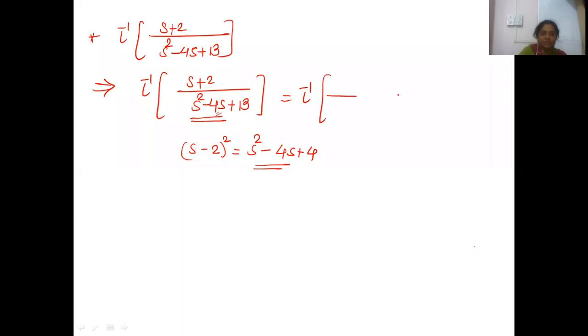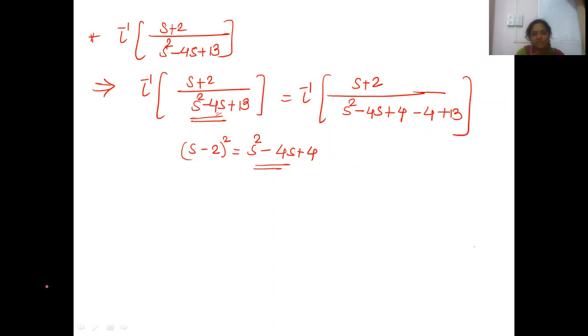Let's first consider the denominator and leave the numerator as it is. So it is s square minus 4s, and I need 4 for this standard square, so I write plus 4, and minus 4 because I have added 4, so I should subtract 4, and 13 as it is.